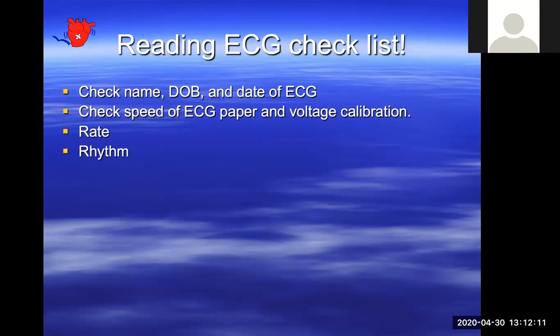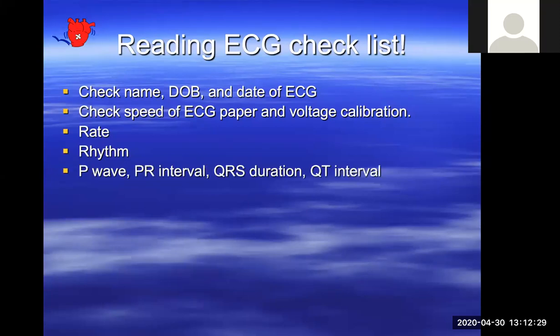Then you work out the rate and the rhythm. One of the easiest things to say is that this patient is in sinus rhythm. In sinus rhythm, there is a P wave preceding each QRS. If you see one P wave, then a QRS, for each QRS, that's a normal sinus rhythm. Otherwise, this is an abnormal rhythm.